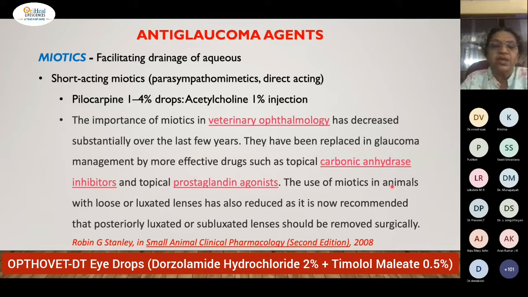The use of miotics in animals is actually restricted to displaced lenses. When the lens is displaced, you necessarily have to use a miotic agent so that the lens stays in the posterior chamber. But whenever you find a luxated lens, it has to be removed surgically. Hence, miotic agents are not very commonly used.